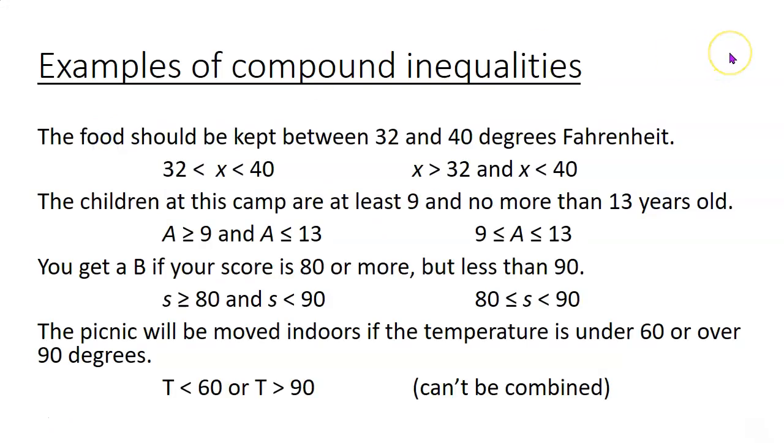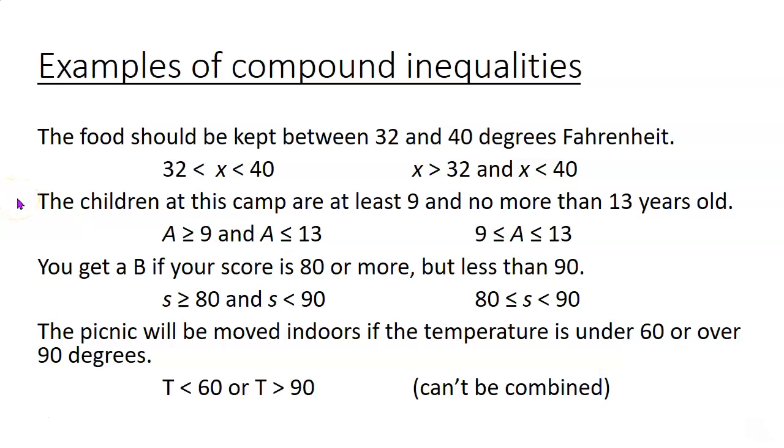To start with, here are some real-world examples of compound inequalities. The food should be kept between 32 and 40 degrees Fahrenheit. We can write that like this, with X standing for the temperature of the food between 32 and 40. Or we can separate it and say that the temperature of the food has to be above 32 and it also has to be below 40.